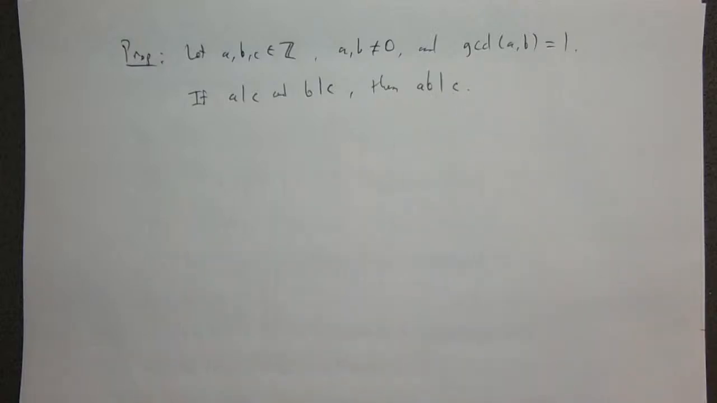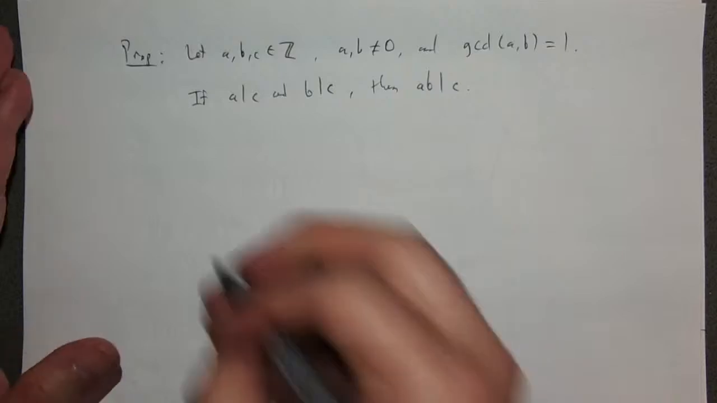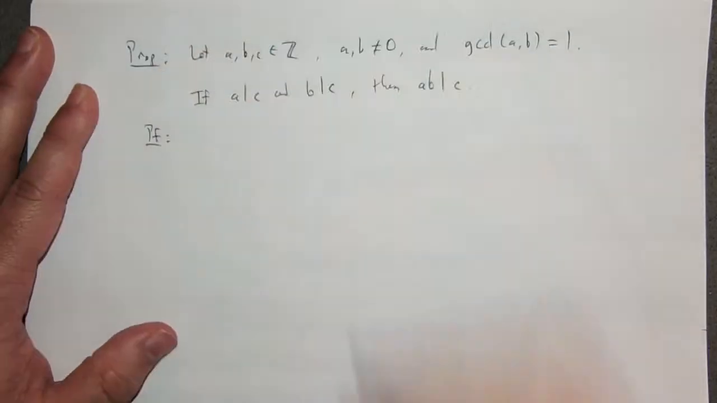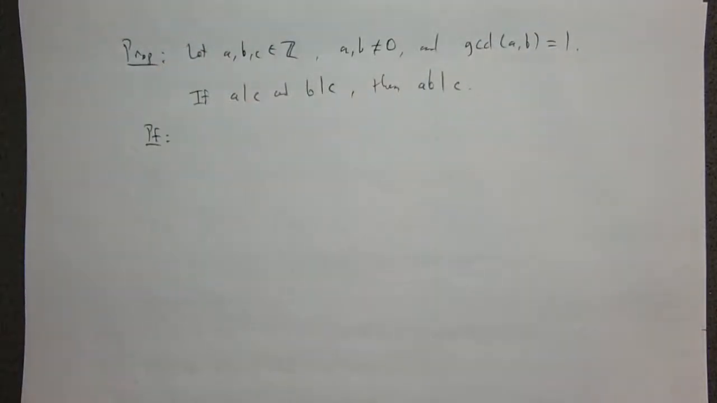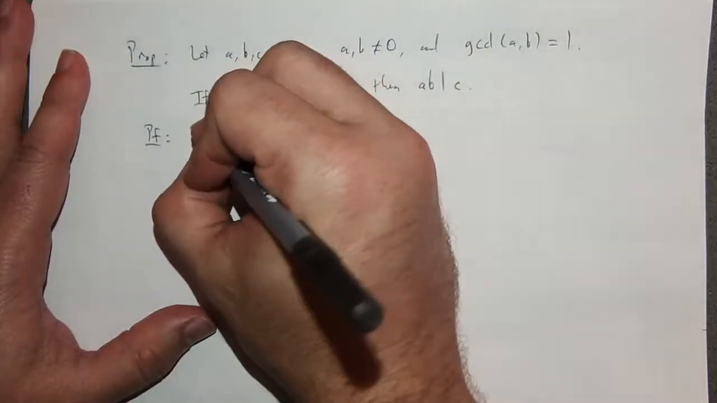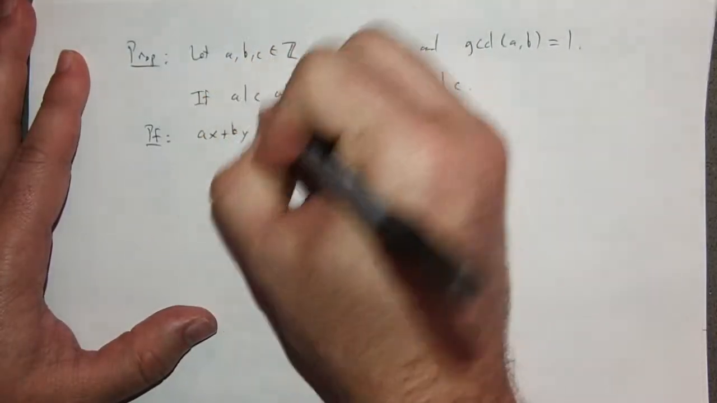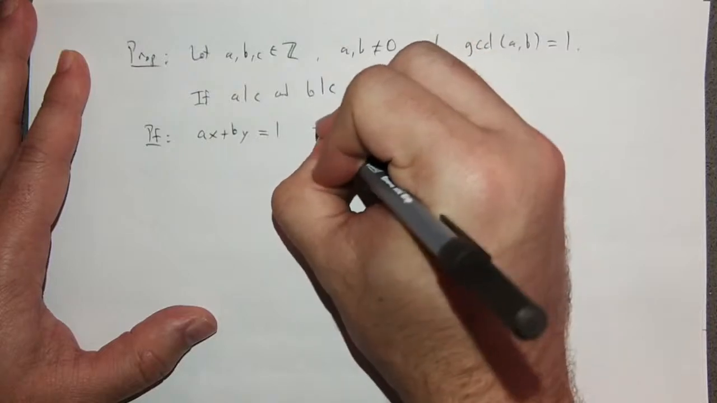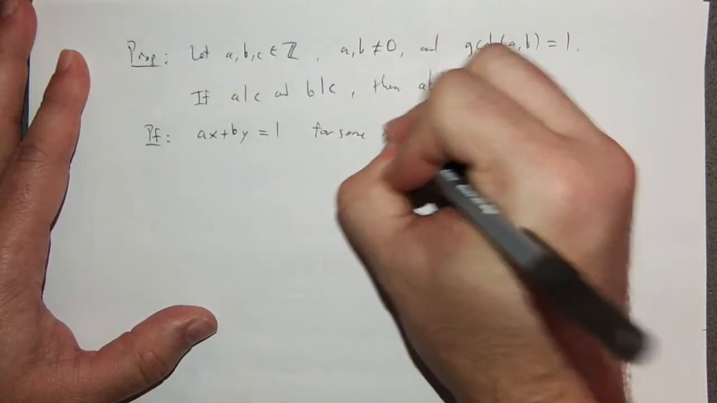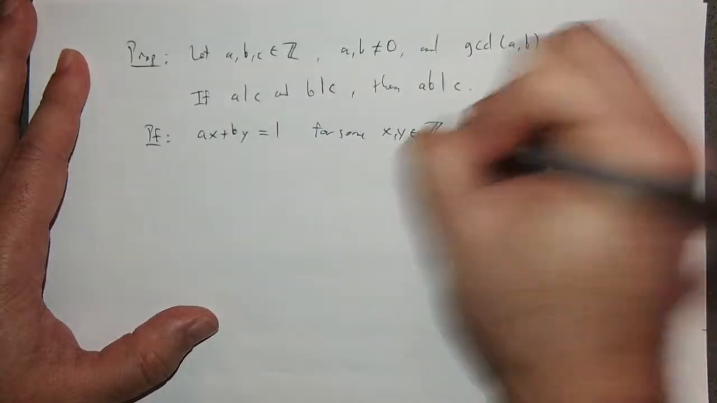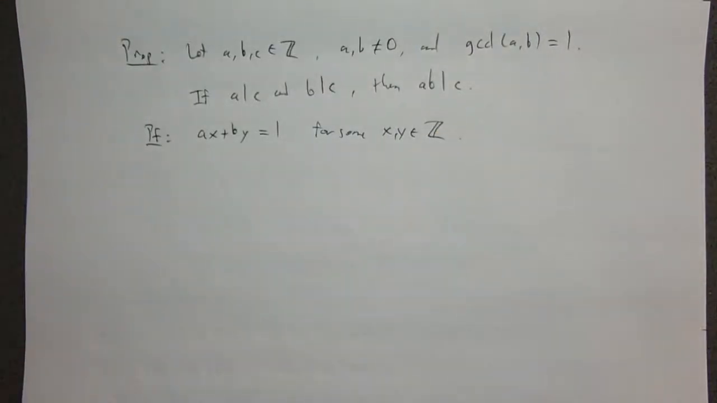So that's what's going on. And again, why does this work? You get to see the power of this application here. So AX plus BY is equal to 1 for some X and Y. All right, so there exist integers X and Y such that AX plus BY is equal to 1.